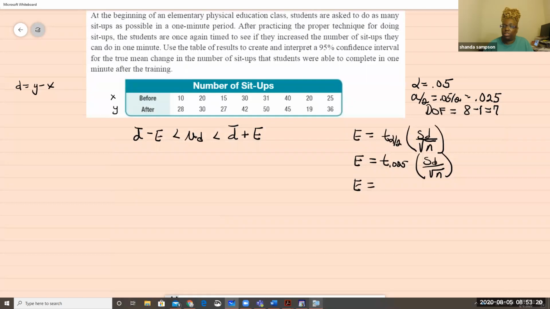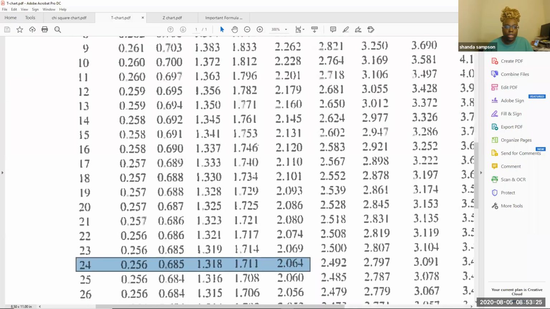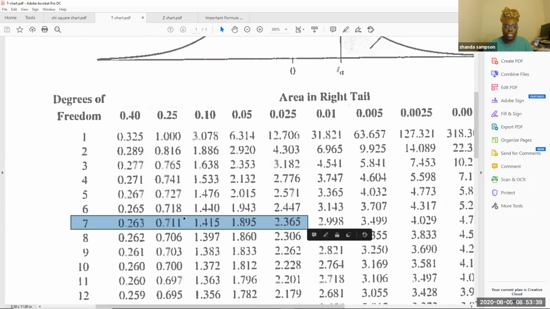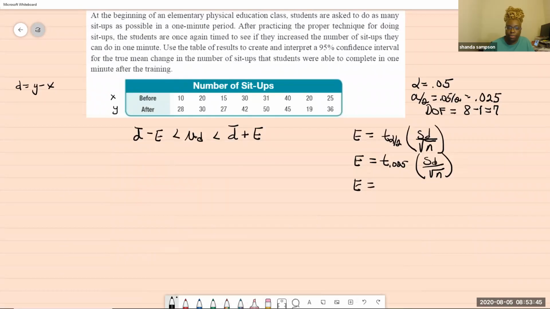So now the degrees of freedom is 7, and we're looking for 0.025. Let's go to our t chart. All right, so degrees of freedom. Let's scroll up. 7 at 0.025, so we look in here. So you see 7 at 0.025 is 2.365. So t alpha over 2 is 2.365 times the standard deviation, all right, of the difference between the two. That's going to be on your calculator.